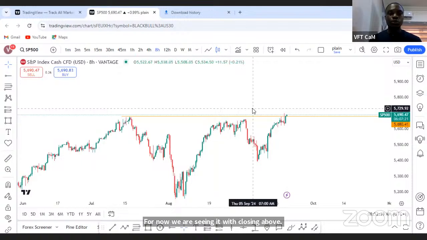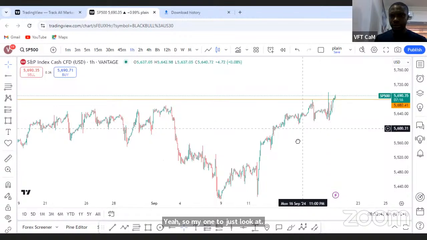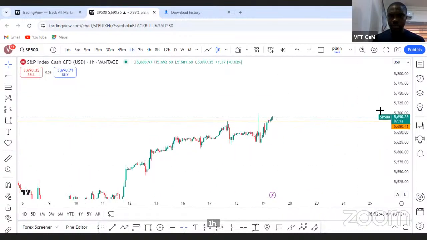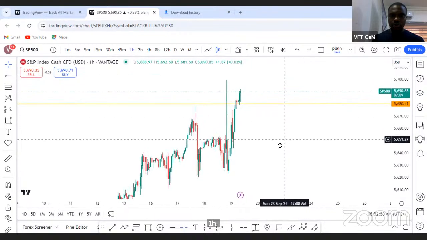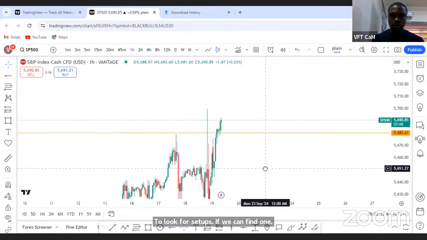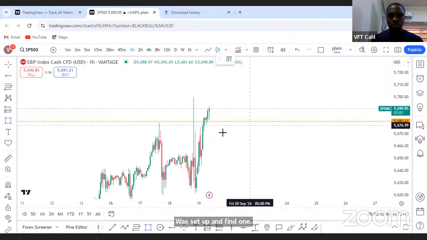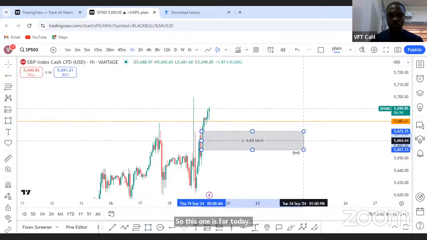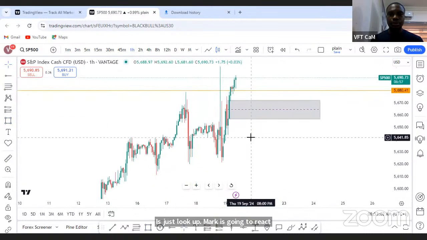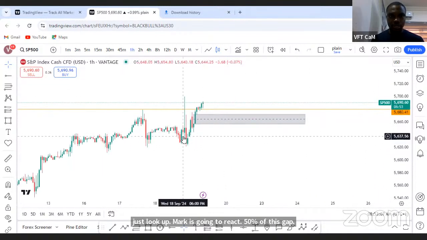So I want to just look at our 1 hour to look for setups, if we can find one. Okay, something interesting is happening here. So this one is for today. Let's just look at how the market is going to react off of 50% of this fair value gap, right? But there's no sweep happening. There has not been any sweep.